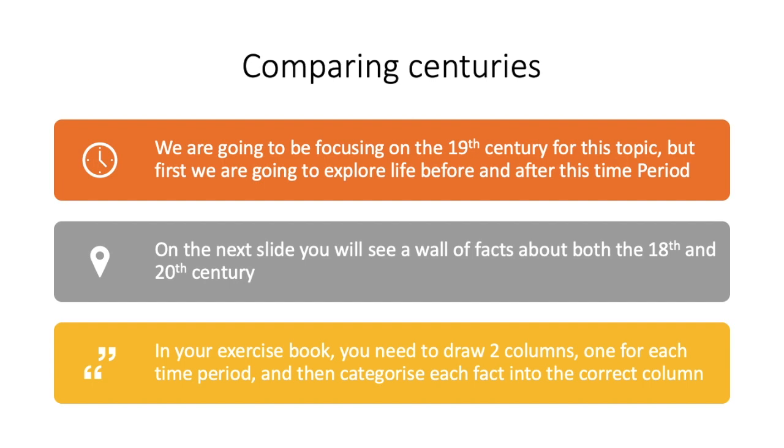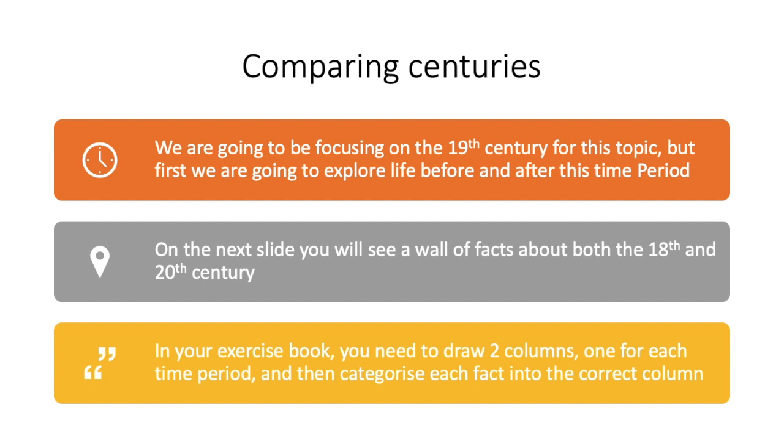So let's start comparing some centuries. We're going to be focusing on the 19th century for this topic, that being the Industrial Revolution. But first, we're going to explore life before and after this time period. On the next slide, you will see a wall of facts about both the 18th and 20th century. You'll notice that we've missed out the 19th century. This is because we need to find out what life was like before this Industrial Revolution and what life is like after the Industrial Revolution, so that we can bridge the gap by finding out about the 19th century.